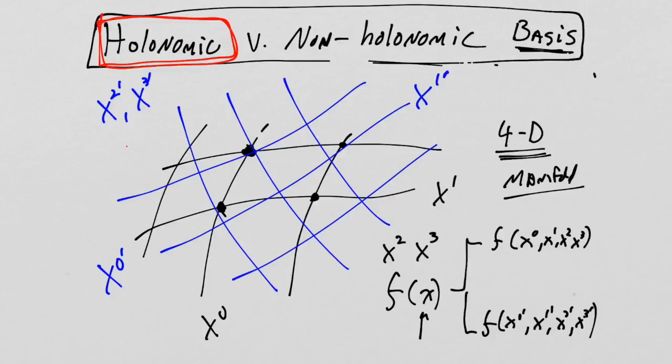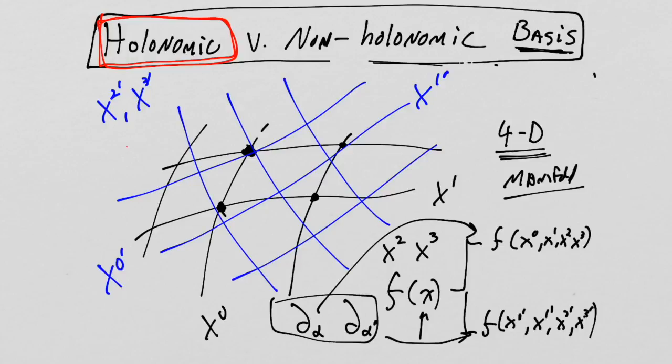But once you're dealing with this, the basis vectors for the old coordinates are going to be partial alpha, and for the new coordinates will be partial alpha primes. The partial alpha primes will be easy to take derivatives of those functions, and the partial alphas will be easy to take derivatives of those functions. And as you transform coordinate systems, you basically change your basis.